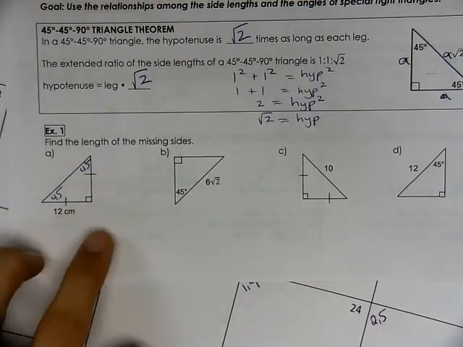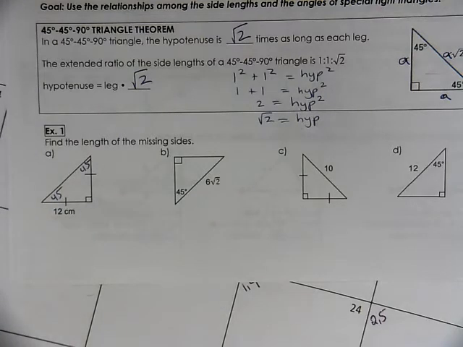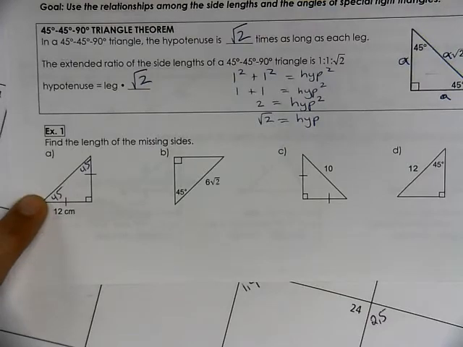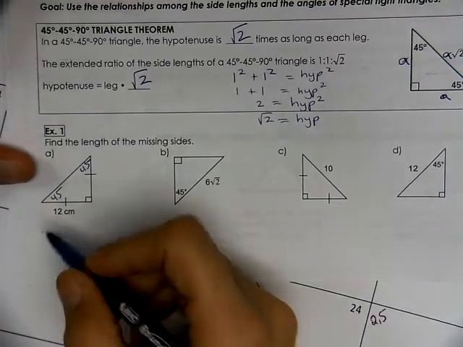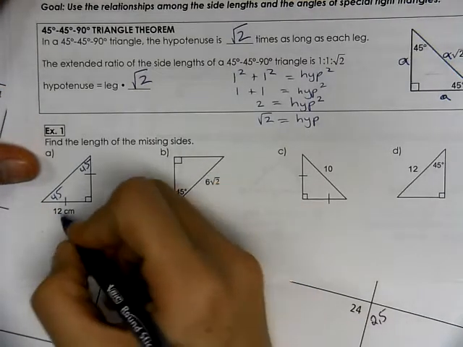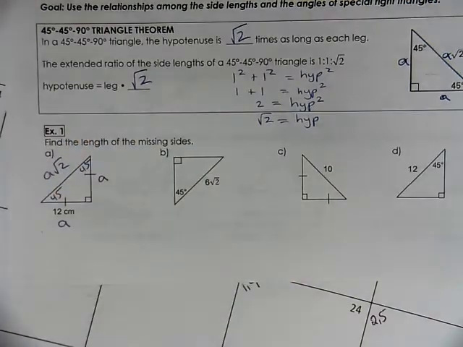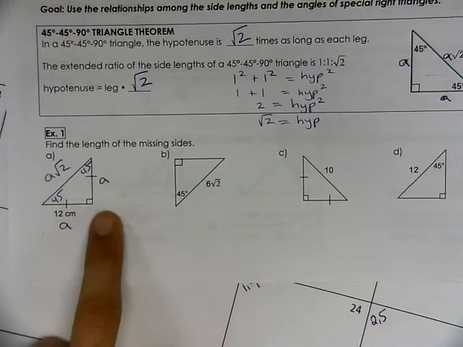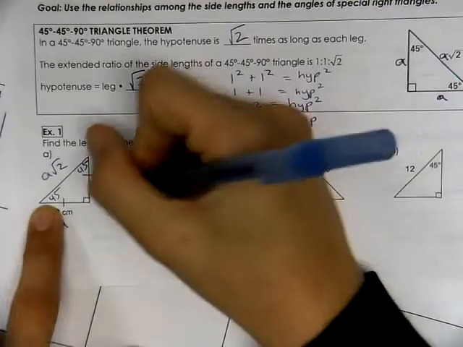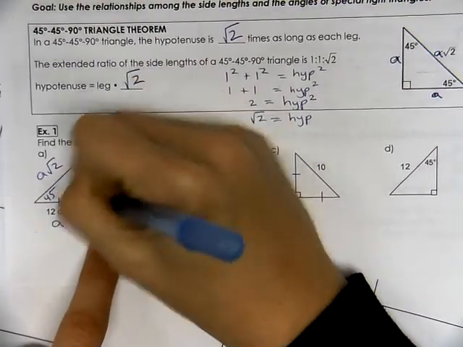So you can set up the pattern. Everybody does this a little bit differently. I like to write out the pattern. So this is a 45, 45, 90 triangle. These are the two legs. So this is a, a, and this is a root 2. So I can find the missing side lengths. This side is going to be the same as the bottom, so this is 12 centimeters.